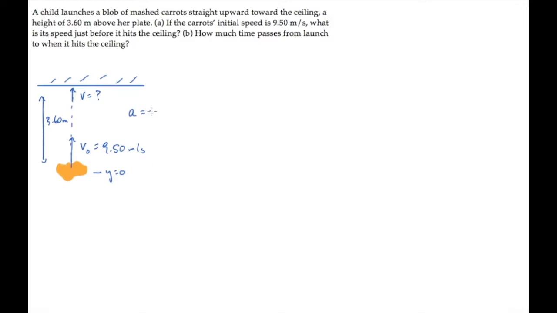We know that while the carrots are in flight, their acceleration is constant. It's minus g in the negative y direction, so minus 9.80 meters per second squared. Part A asks us to find the speed of the carrots just before they hit the ceiling. It's easiest to do this using the time-independent kinematic equation. The square of the final velocity equals the square of the initial velocity plus twice the acceleration times the displacement.